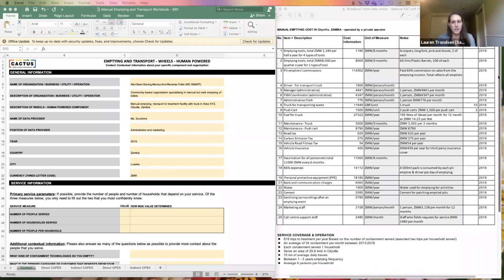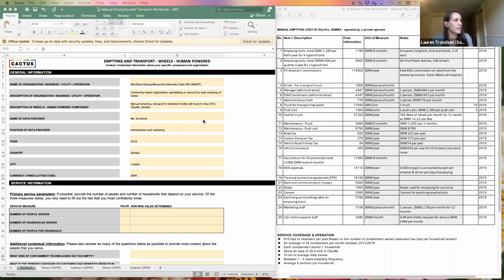So what we're looking at here is the workbook, which is an Excel file for a specific component. When Ruthie was showing that map of all of the components of a sanitation system and the different options, we have a different workbook that's tailored to each of those. And the idea there is that we can ask more specific questions that hopefully ring true to what someone will recognize as they're trying to enter their data, and make it a little bit easier that way.